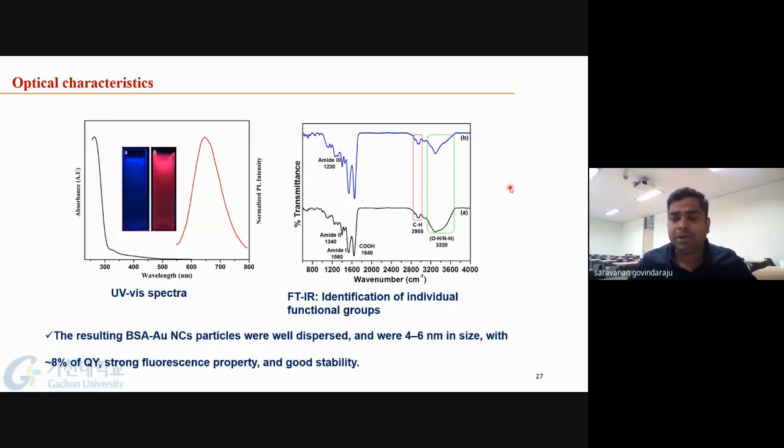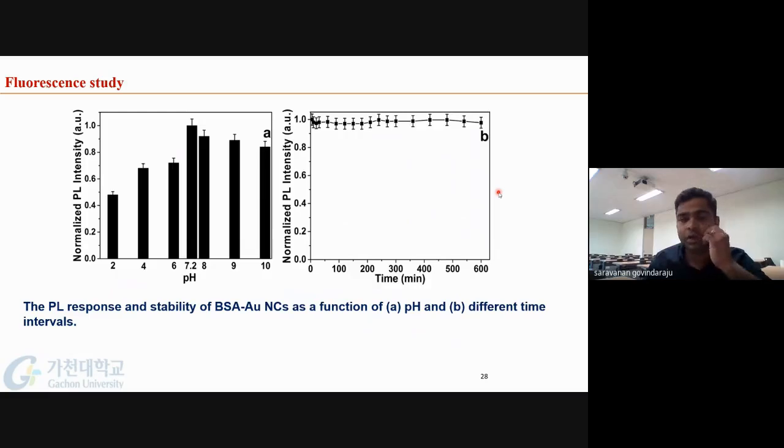A basic optical property for fluorescent materials is quantum yield. We got approximately 8% quantum yield, but 8% is not a good level. These days many researchers are synthesizing materials with 40 or 45, 60, sometimes even 80 quantum yield. But somehow that 8% quantum yield gives a good fluorescence, and it reacts perfectly with dopamine.